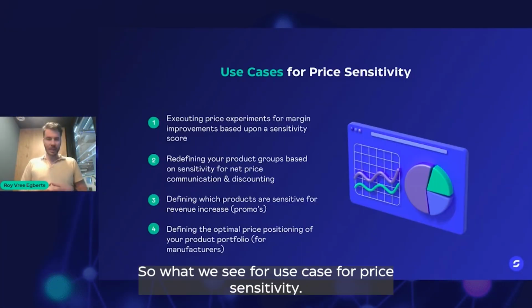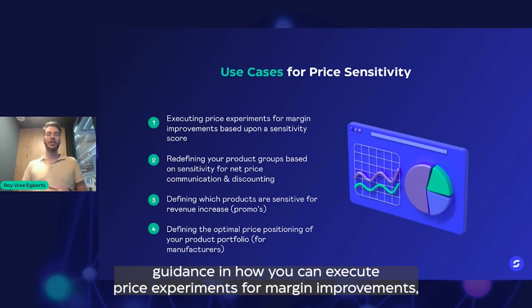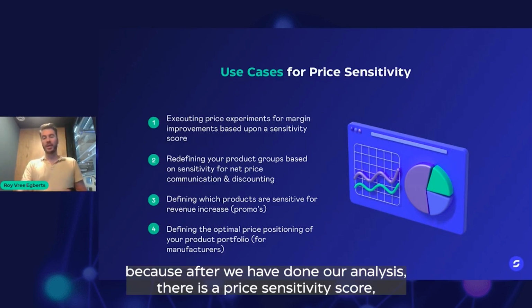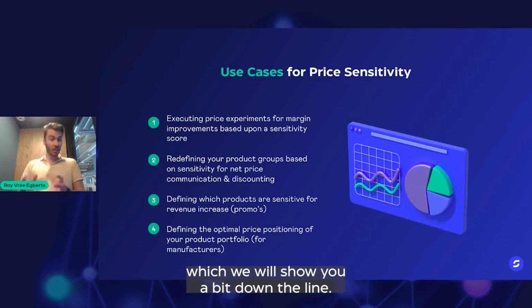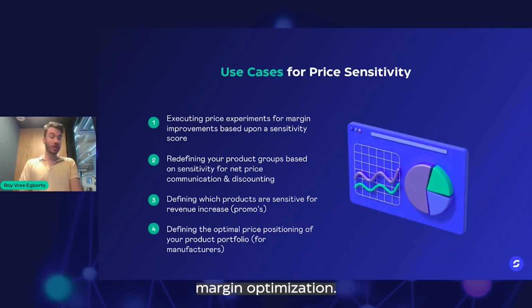Chapter 1, use case. So what we see for use case for price sensitivity, one of those is to give you a very clear guidance in how you can execute price experiments for margin improvements. Because after we have done our analysis, there is a price sensitivity score, which we will show you a bit down the line. And based upon that sensitivity score, you can actually do some proper margin optimization.